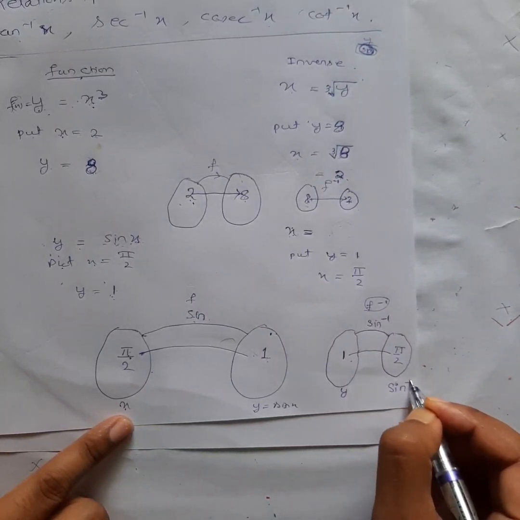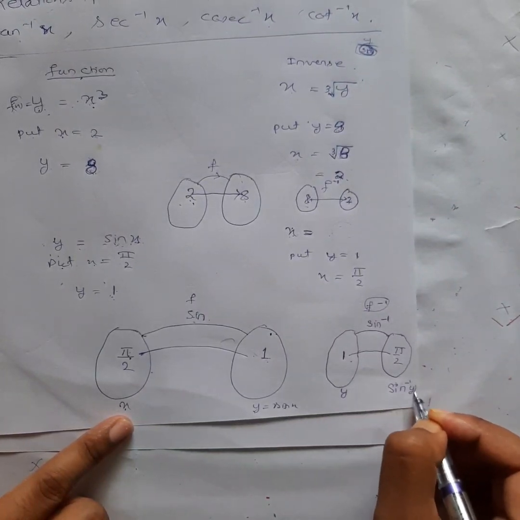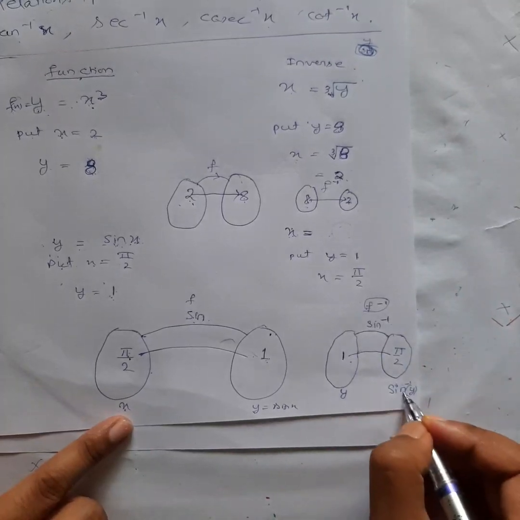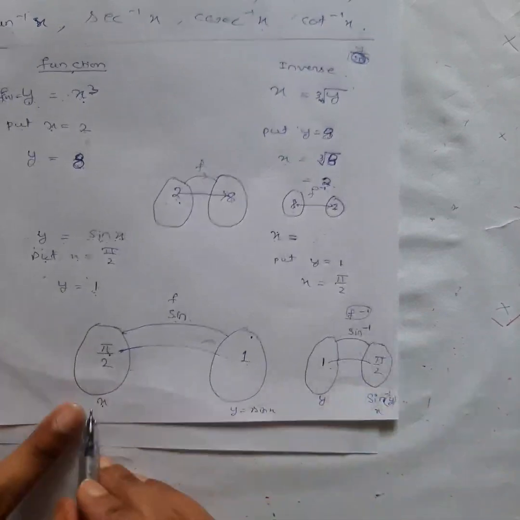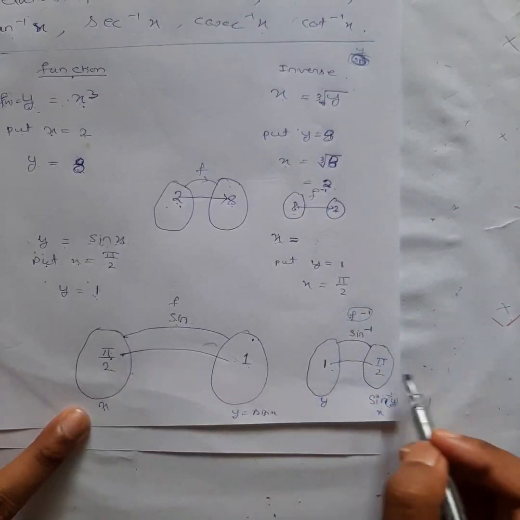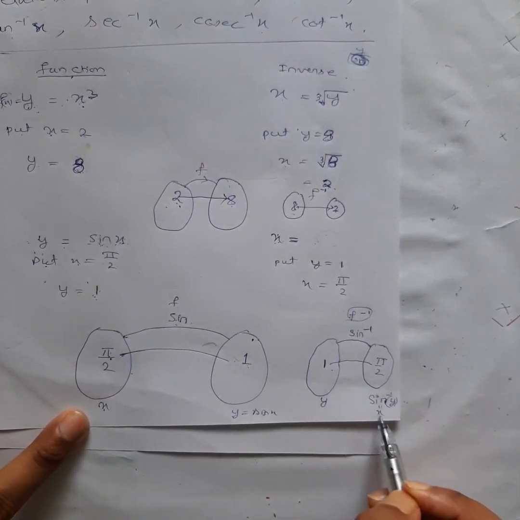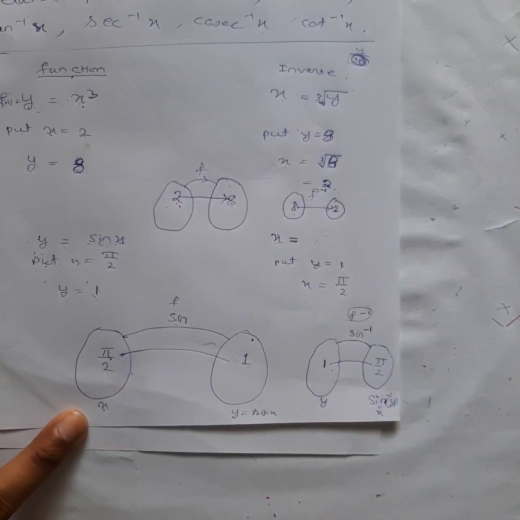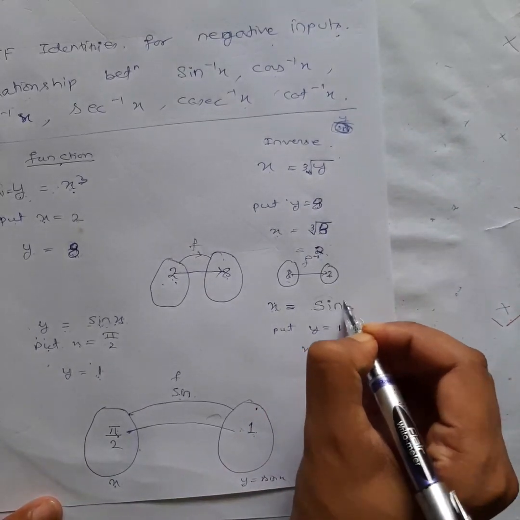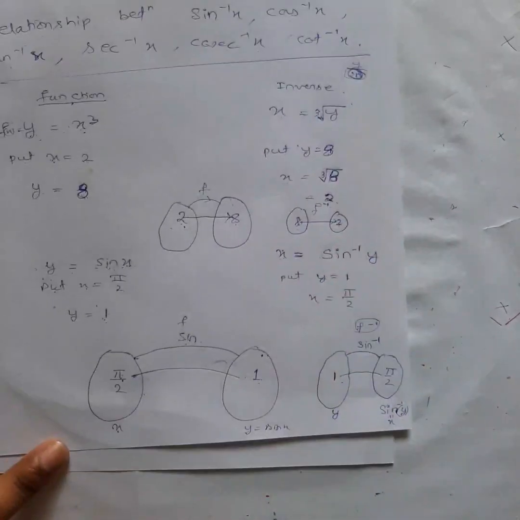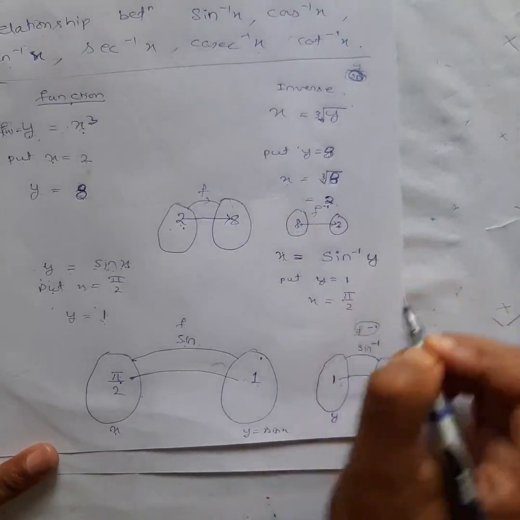Sine inverse y. Can I write it like this? And this is your x only, right? I hope you can understand. This set is this one only. So x is equal to what? Can I write this as sine inverse y? So I can write this as sine inverse y. I hope you can understand.